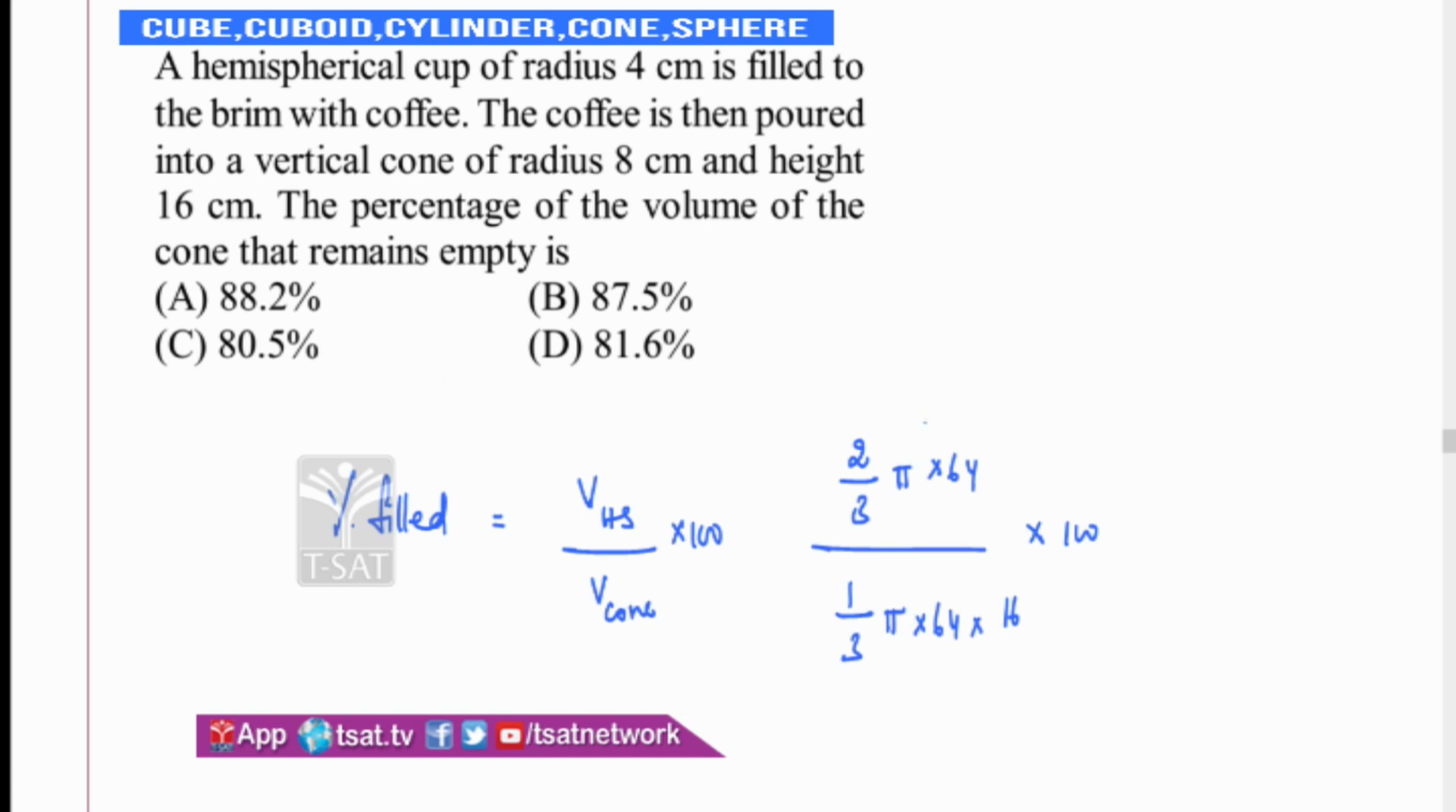So, 1 pi by 3, 64 cancel. You are left with 2, 8. 100 by 8 is 12.5. If 12.5% of the cone is filled, therefore 87.5% of the cone is empty. So, you are filling only 12.5%, 1/8 of the cone is filled. So, the rest, 7 by 8 of the cone, is empty, which is 87.5%.